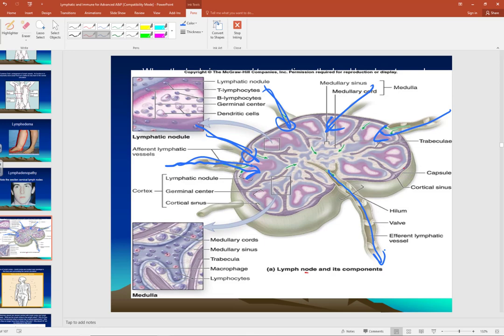Now, if you got a bacteria here, B for bacteria, when it enters that lymph node, you produce lymphocytes, you produce B cells and T cells that are specific for that antigen or pathogen.